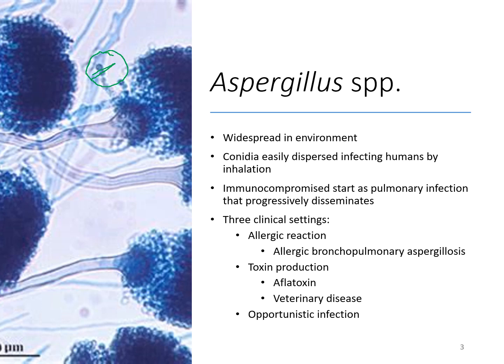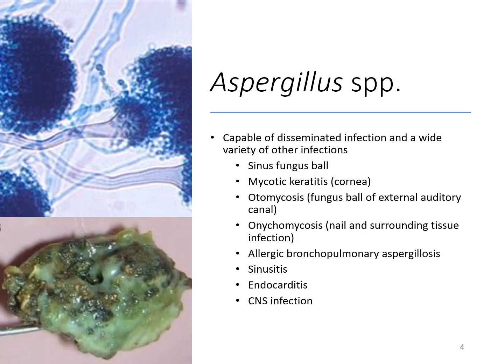Aspergillus is seen in the clinical setting a variety of ways. Three of the ways that we typically see them are through allergic reactions, through the production of a toxin, or through some sort of opportunistic infection. Aspergillus causes a wide variety of disseminated infections. Some examples would be a fungus ball, which could be of the sinus or of the ear, as you can see in this example. It could cause an allergic type reaction, it could affect the sinuses, and it can affect the heart or central nervous system.